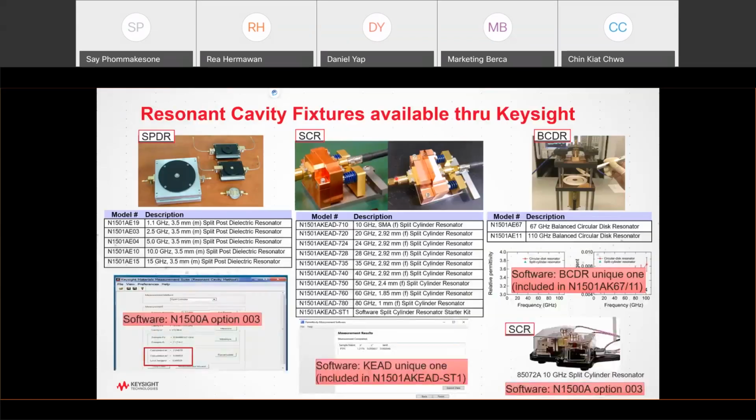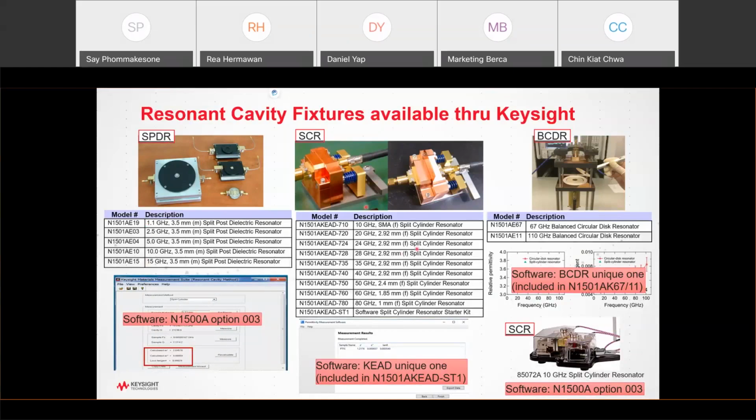We have a different type, different frequency of the fixture. So this particular one we call the split pulse dielectric resonator, from 1.1 to 15 gigahertz. Of course, it requires additional software, which is our software I mentioned earlier.